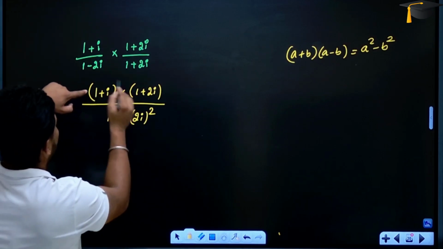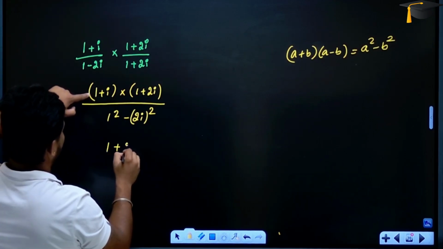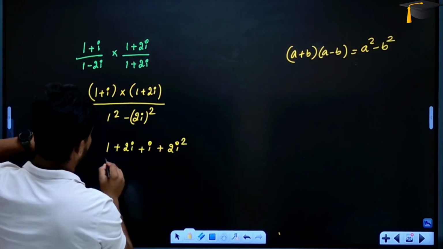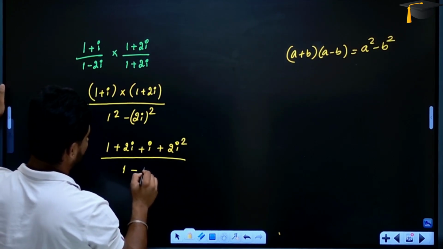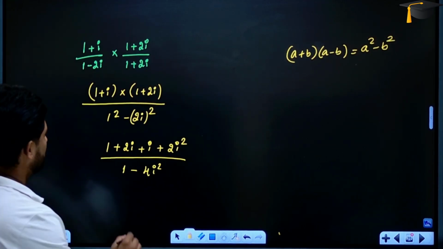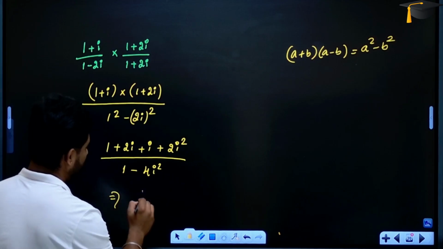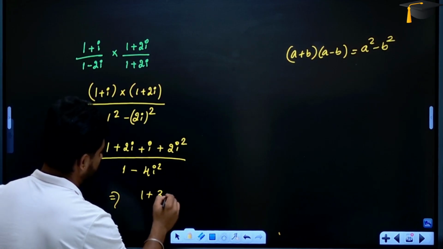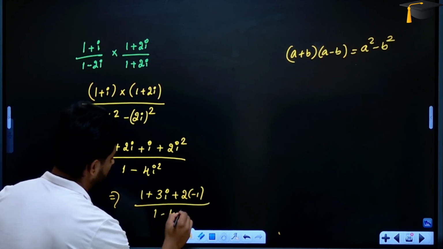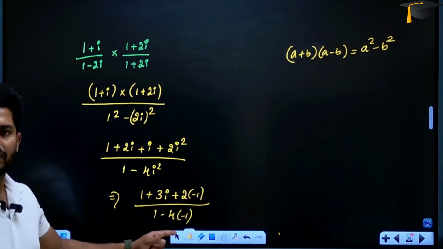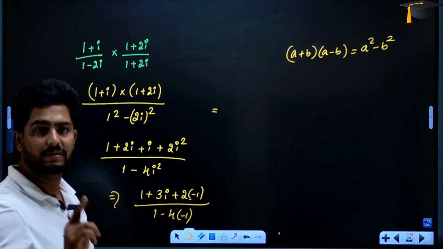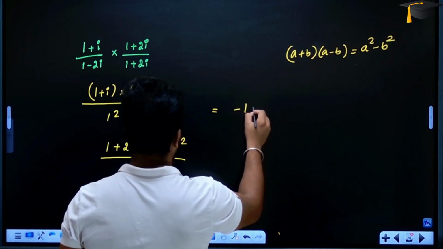Okay, now multiply. So 1 into 1 is 1 plus 2i plus i plus 2i square, whole divided by 1 square is 1 minus 2i whole square, which is 4i square. Now we can rewrite. So 1 plus 2i plus i is 3i, plus 2 of minus 1, whole divided by 1 minus 4 of i square, and i square value is minus 1, right? Now if you rewrite this, it is 1 minus 2. What is 1 minus 2? It is minus 1.